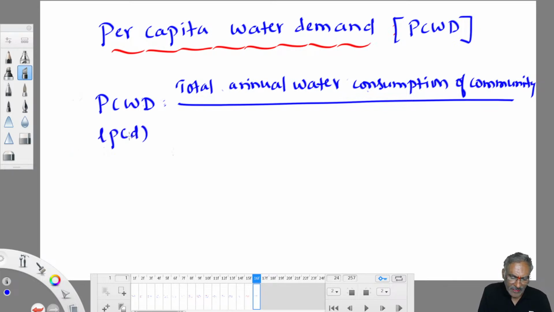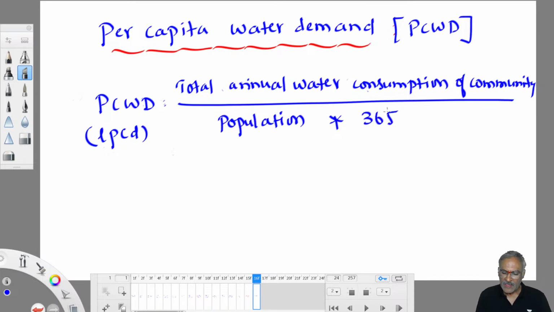We express it in terms of LPCD. So per person, you have to take the entire community's annual consumption and divide it by the population of that community. This is annual consumption, but I require daily consumption. Therefore, divide by 365. If you divide by the population of that entire community and by 365, then you get the per capita water demand in terms of LPCD.